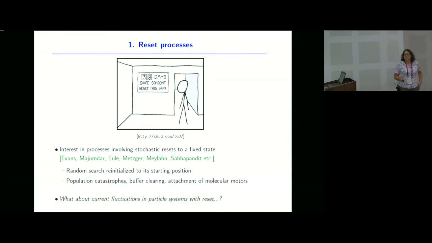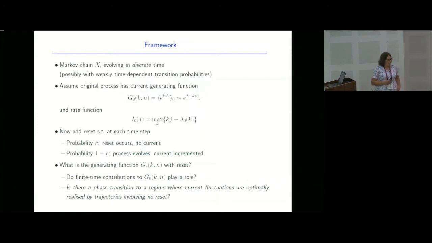So what we did, building on some earlier work on large deviations for reset processes, in particular by these gentlemen, we thought about the large deviations of current fluctuations in particle systems with reset. So let's be a bit more concrete. I'm going to start with a Markov chain, capital X, evolving in discrete time.